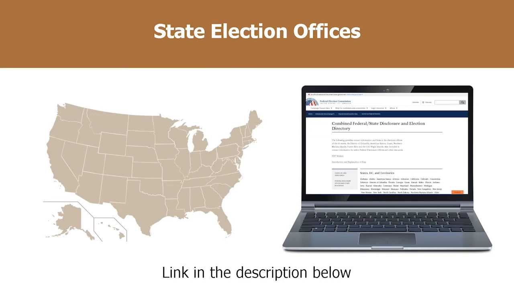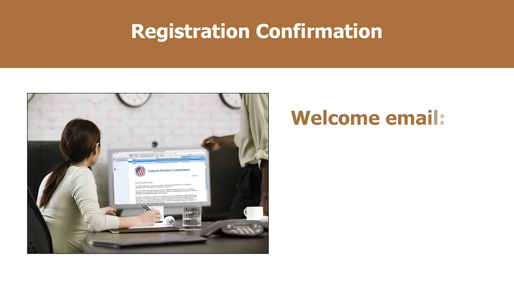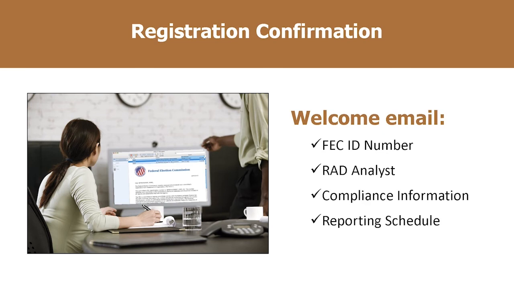Even if you're not required to file copies of reports with your state election office, you may want to make a note of their website address and phone number since they handle questions concerning ballot access requirements. Once the Commission receives and processes the campaign's registration documents, the agency sends a welcome email that includes the committee's FEC identification number, the name and phone number of the campaign finance analyst that will review the committee's reports, and links to compliance information on our website, including reporting deadlines.